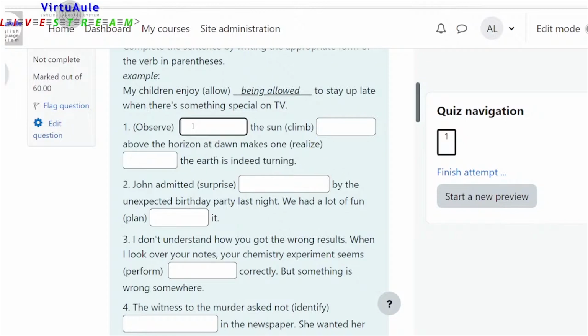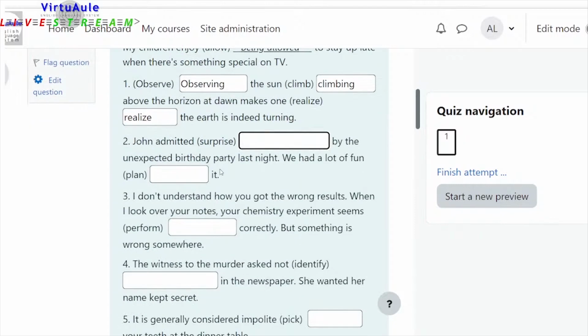So here you would need to put the observe in the correct form, which would probably be observing the sun climbing above the horizon makes one realize. So the last one is realize. Observing the sun climbing above the horizon at dawn makes one realize the earth is indeed turning.